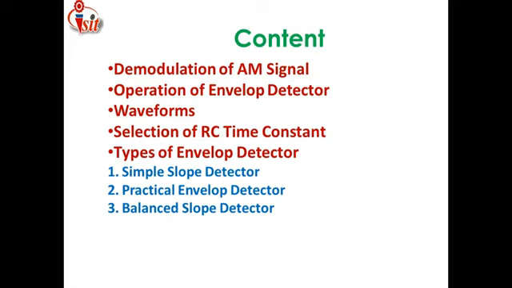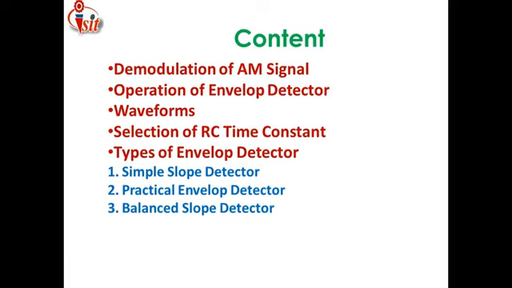First of all, we are discussing demodulation of the AM signal, then the operation of the envelope detector. Along with this, we are also observing the waveforms related to the envelope detector. Then we are discussing the selection of the RC time constant, and also the types of envelope detector.